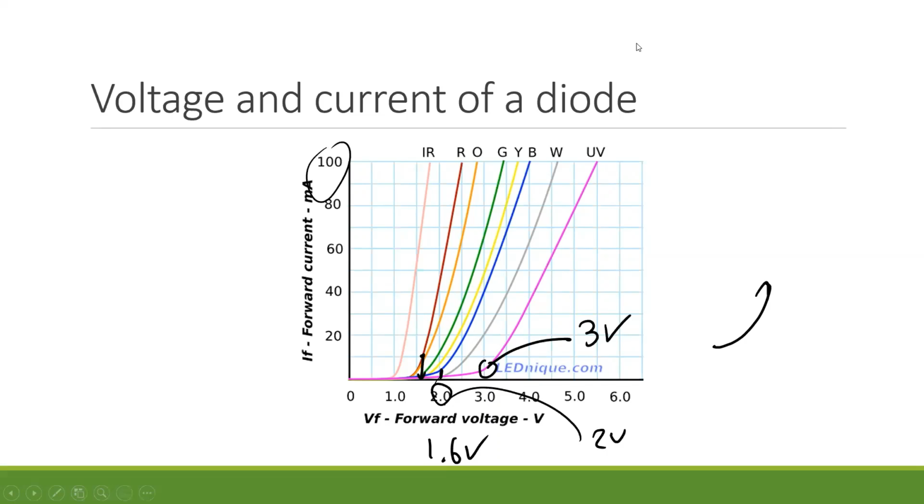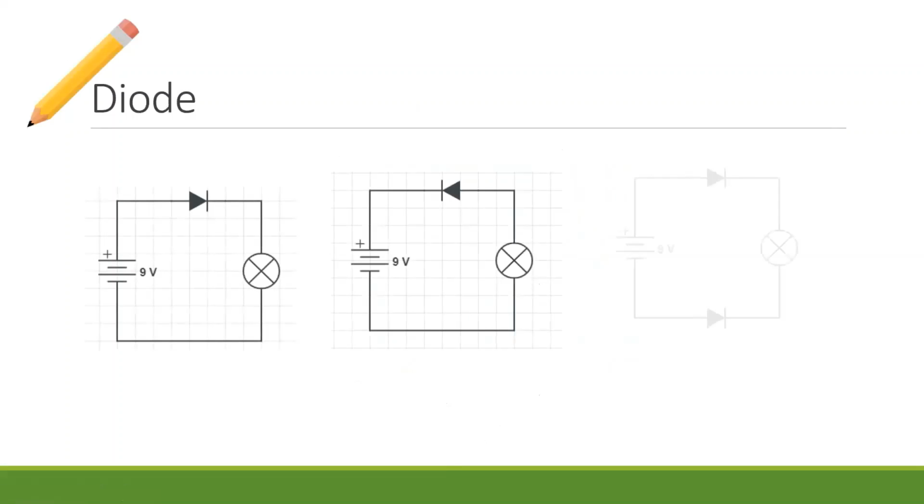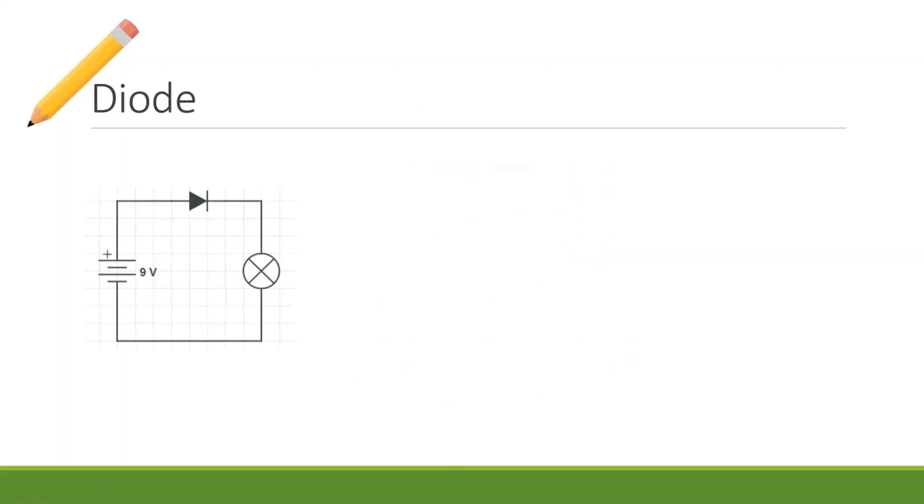The last little bit is to talk about current flow, and this is going to be the last section that I'm going to talk to you guys about. We'll look at what happens when you put a diode in a circuit. We're going to start off with this one. Current comes out of the positive end, goes through the circuit, through the light bulb, and the light bulb lights up. Beautiful. All right, that works.